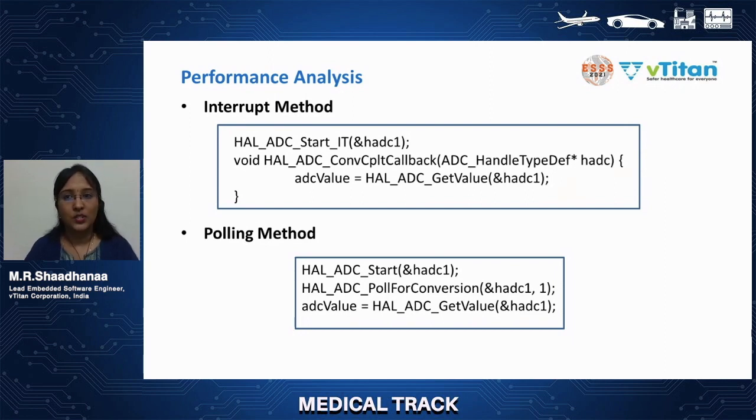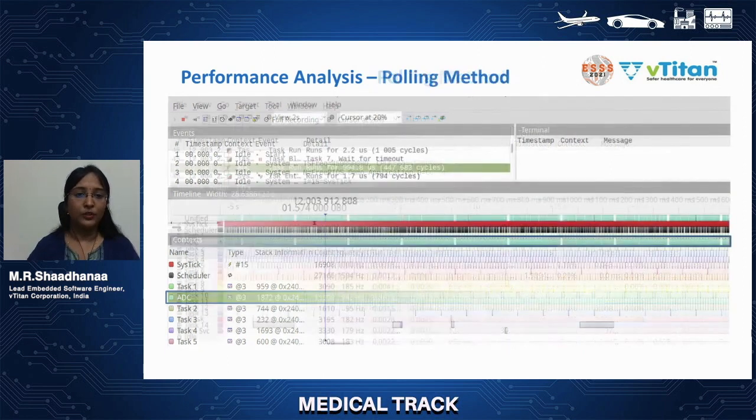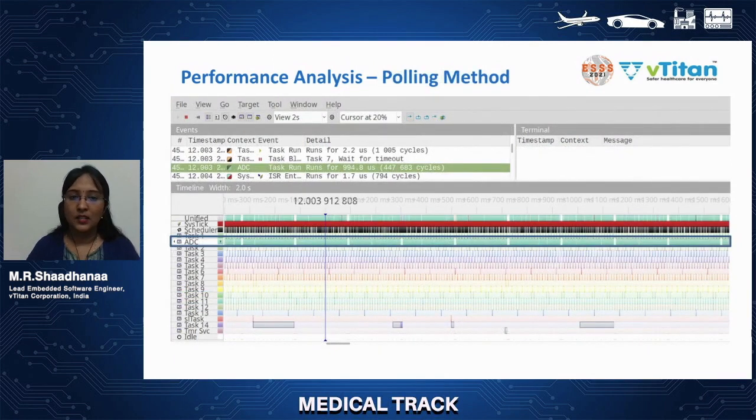I used a trace analyzer to record my trace when using the polling method. Here you can see the ADC task uses almost 88% of my CPU load, which means that after some time my code is going to crash, because the ADC has already taken 88% of the load for only one task. And you can see my ADC task keeps on running for a longer time.